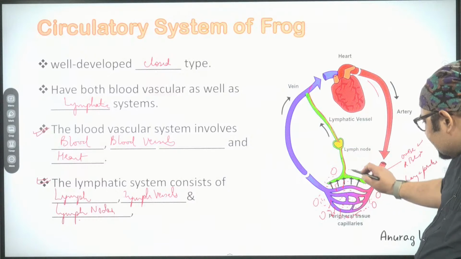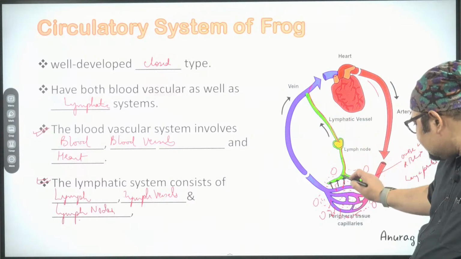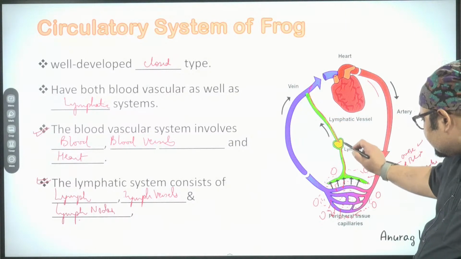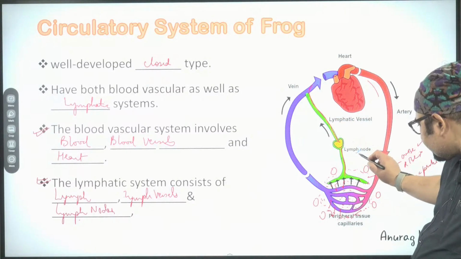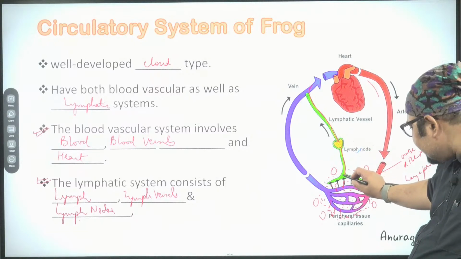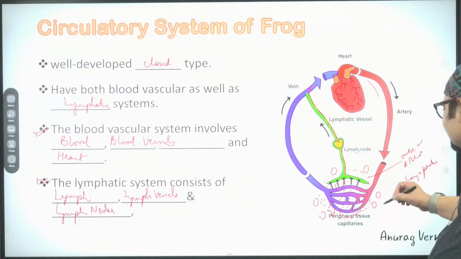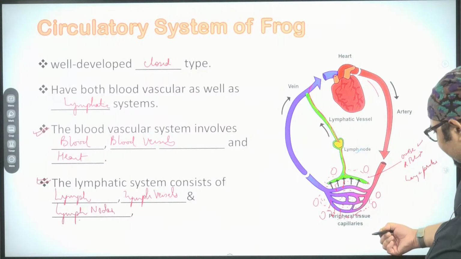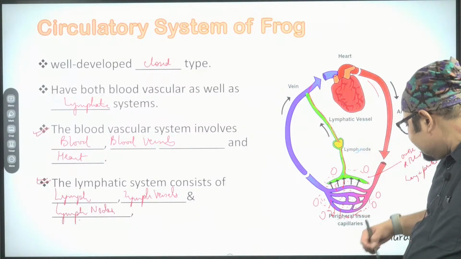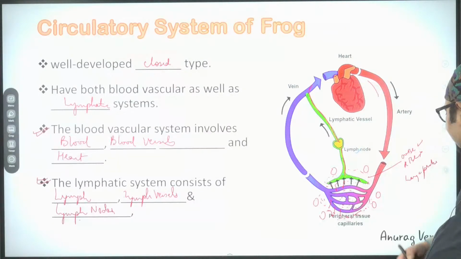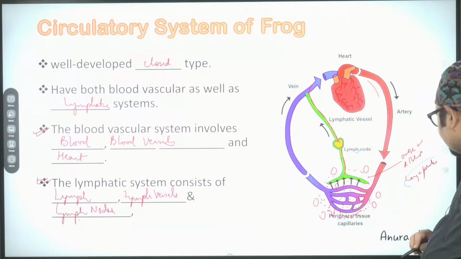These channels are known as lymph channels. These vessels are known as lymph vessels or lymph channels. These filters are known as lymph nodes. And the fluid inside is called lymph. It is not red color because RBCs are absent. It is pale color, or almost colorless. WBCs present, but RBCs and large proteins are absent.